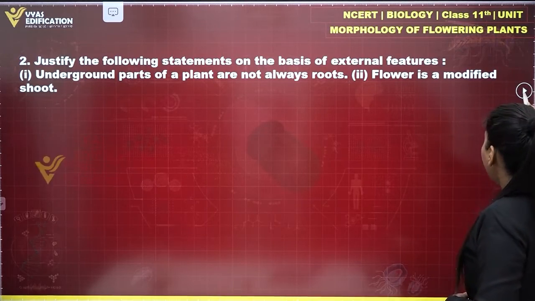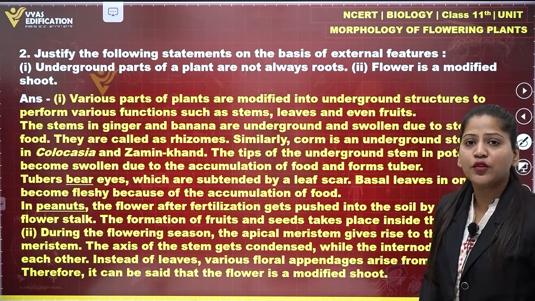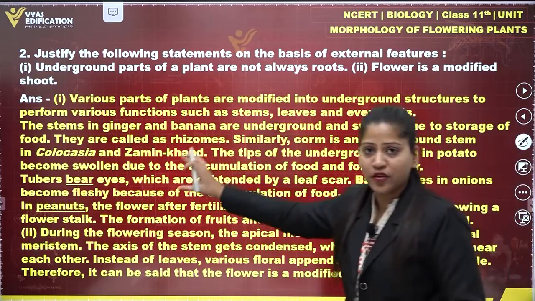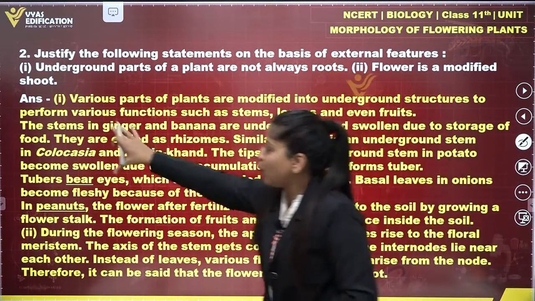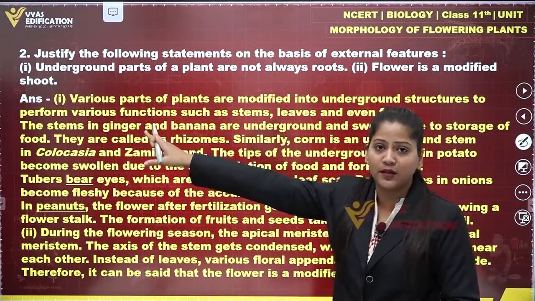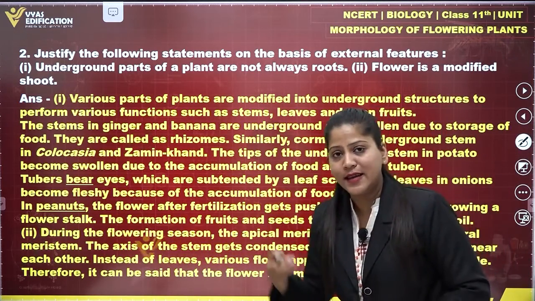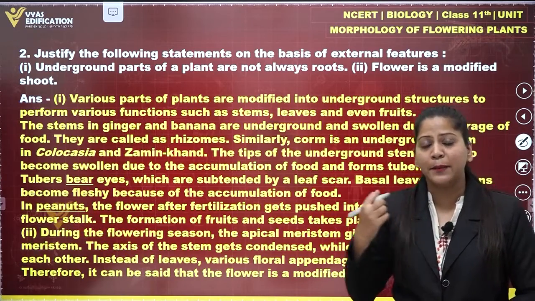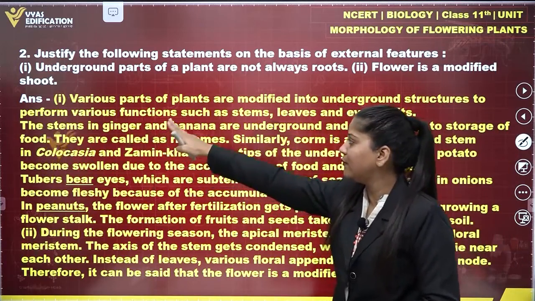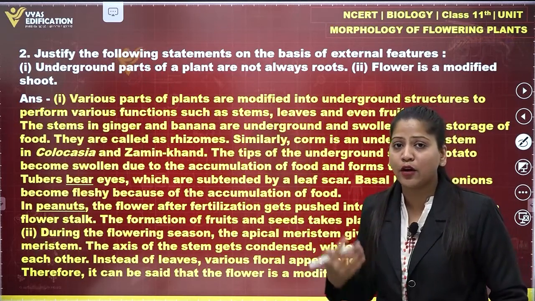Now, I have brought a written answer to question number 2 for the students who find difficulty in writing answers in English. This one has the explanation justifying statement number 1, that underground parts of plants are not always root. Yes, they are not always root. They can be stem, leaf, or flower. For this we know that various parts of plants are modified into underground structures to perform various kinds of functions.